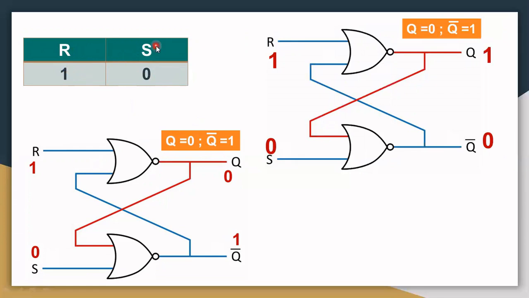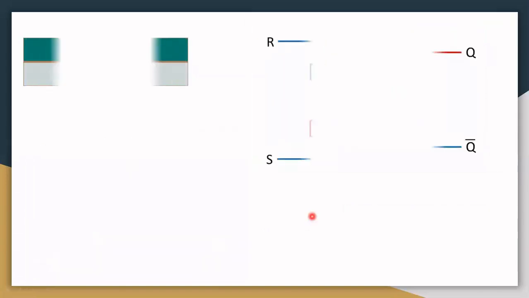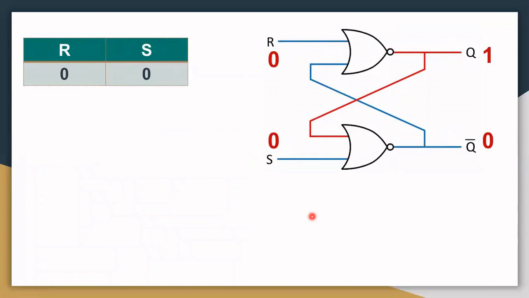R is 1, reset; S is 1, set. So remember, when S is equal to 1, we can store 1. That's called the set state. When R is equal to 1, we can store 0. It's called the reset state. We are interested in these two states. Other states are irrelevant in a flip-flop. One state is R is equal to 0 and S is equal to 0.